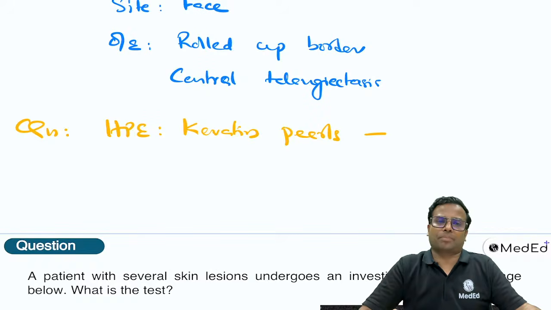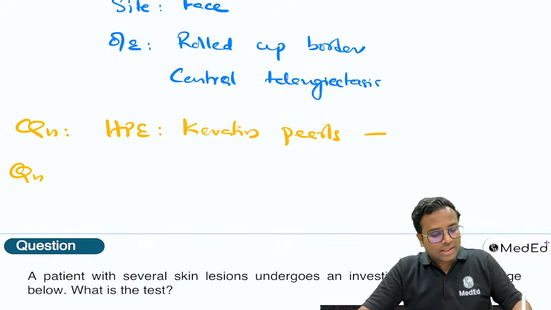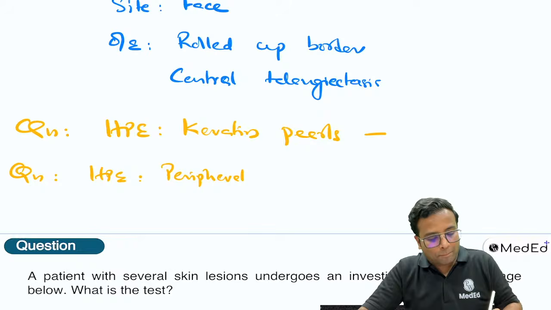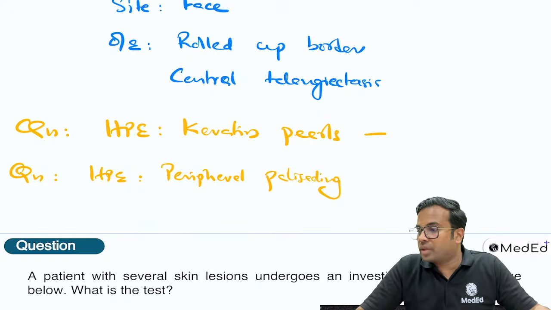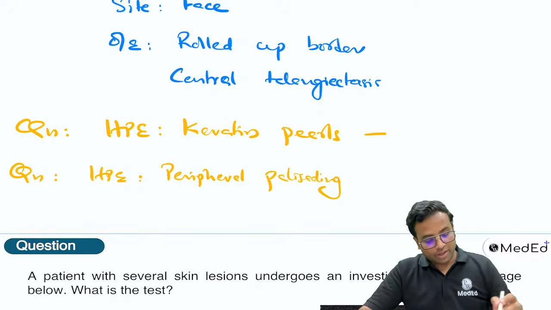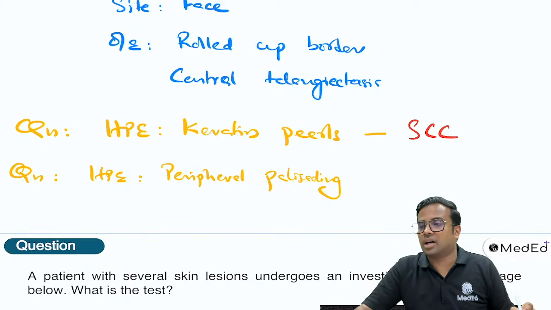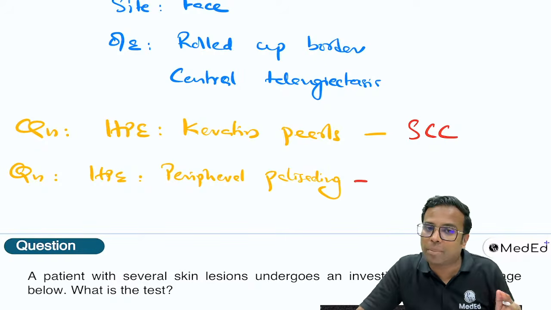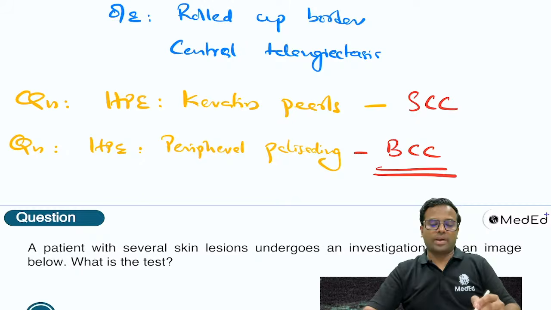If the question says the histopathological examination shows keratin pearls, what would be the answer? A lesion in the face. Anyone? The reason why I'm discussing this is that for the same image, the question may say that the histopathological examination shows peripheral palisading. So yes, that is Ackerman's line. Very correct. So if there are keratin pearls, the answer should be squamous cell carcinoma. Excellent. But if the question says the histopathology shows peripheral palisading, it should be basal cell carcinoma.